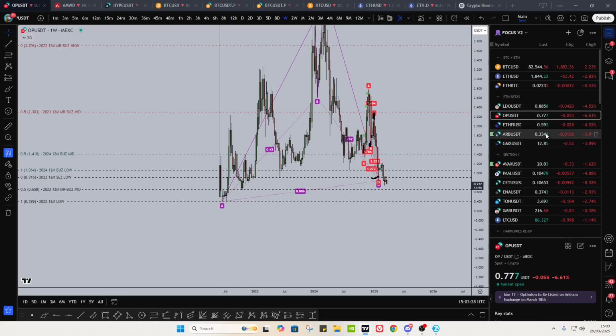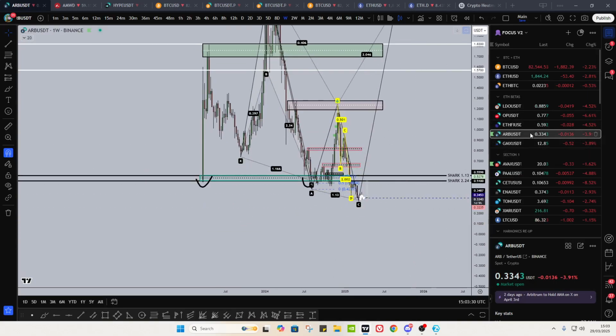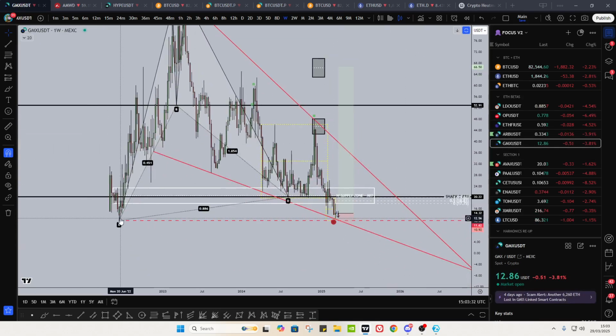That's fine. Arbitrum, ugly. No point looking at this here. GMX, ugly. Like low risk areas, so I'd pretty much just wait for a raid of the lows, right? That's it. I'd wait for the raid of the lows for GMX. I think that's inevitable at this point.